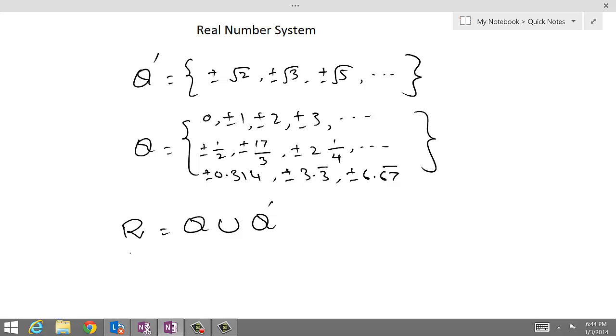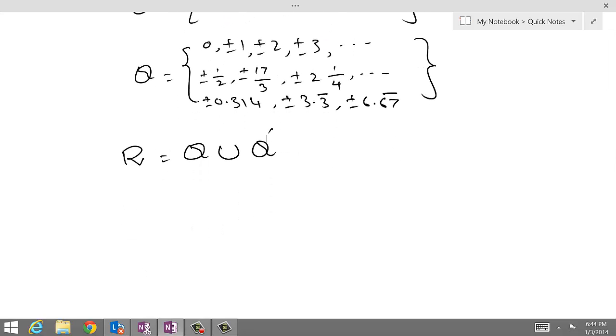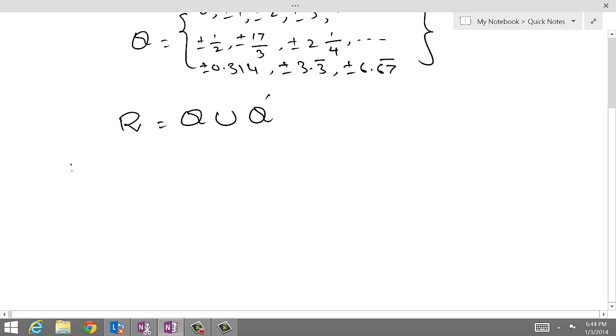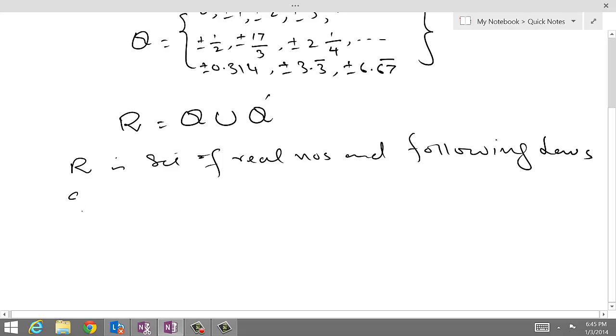Now this R is called the set of real numbers, and when we define laws similar to the laws we already defined for rational numbers, this will make a system of numbers which we call a real number system. Now R is the set of real numbers, and the following laws govern operations in the real number system.